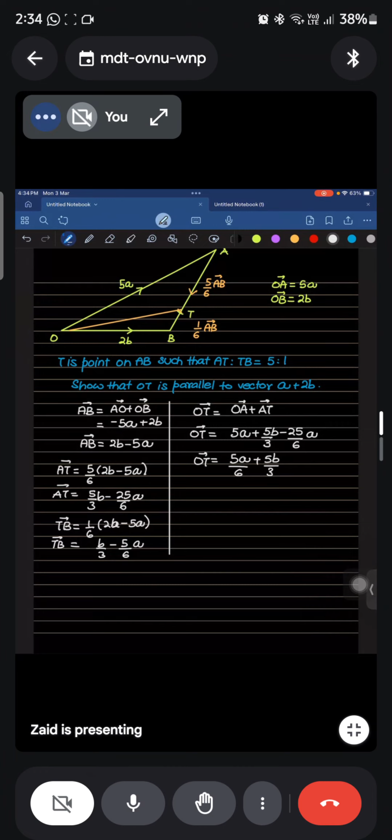Can I take something common? Okay, so I can take common, that is 5 over 6. I've taken 5 common from the numerator and 6 common from the denominator. In the denominator, you always take the bigger number common. So I'm left with A, and I'm left with A plus 2B.